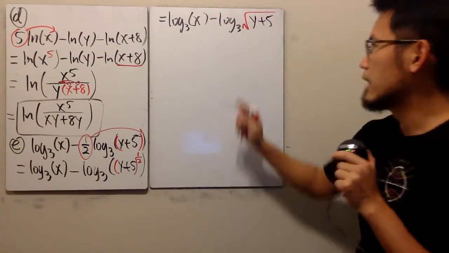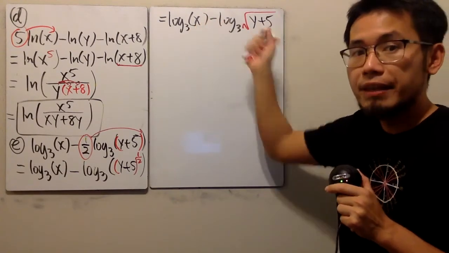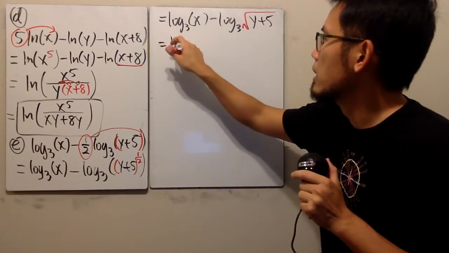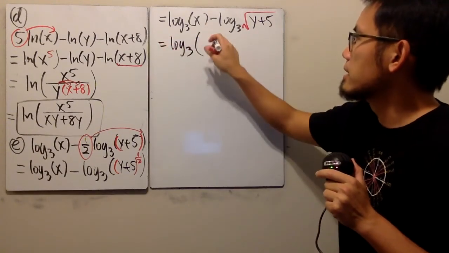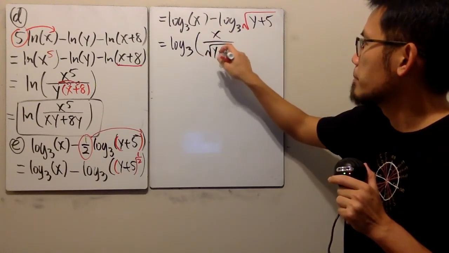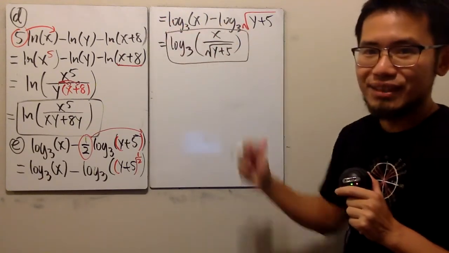All right, last thing, this is a minus, so that means we will do this divided by that, instead of just 1 log base 3. So all in all, log base 3 of this on the top over this on the bottom, namely square root of y plus 5, like this. And with that, we are done for that.